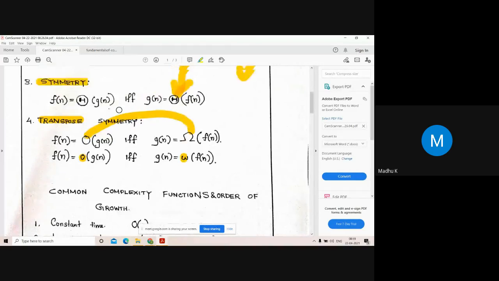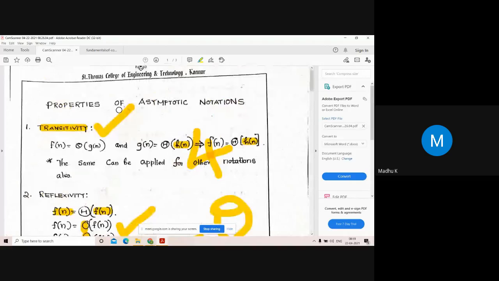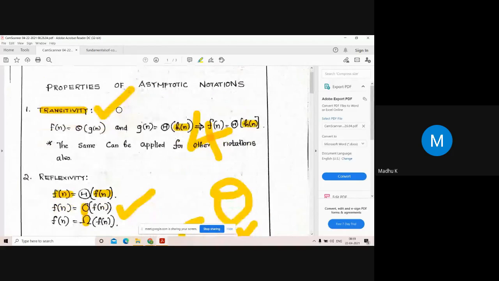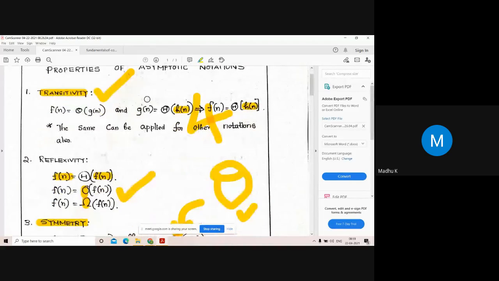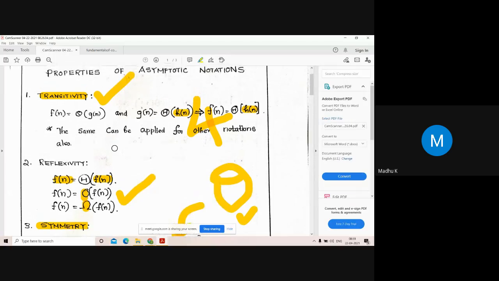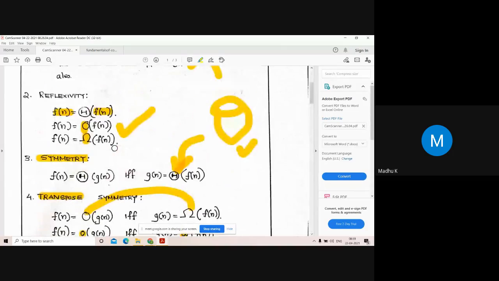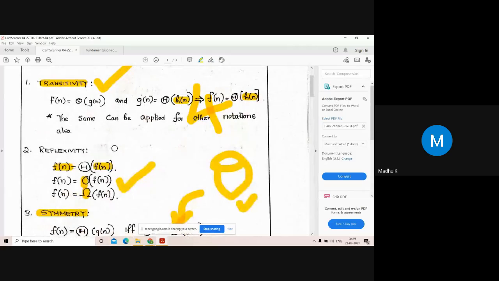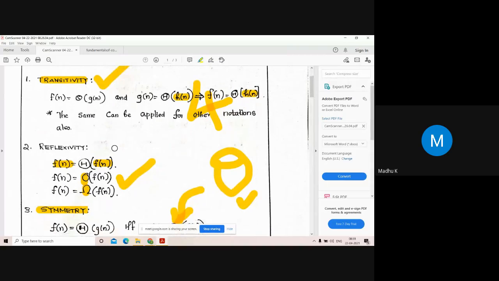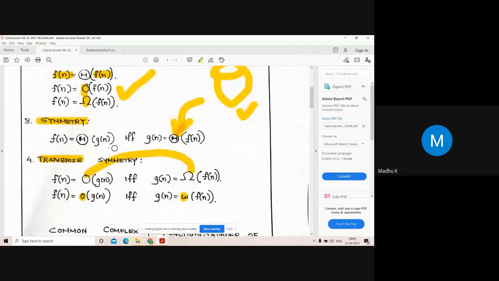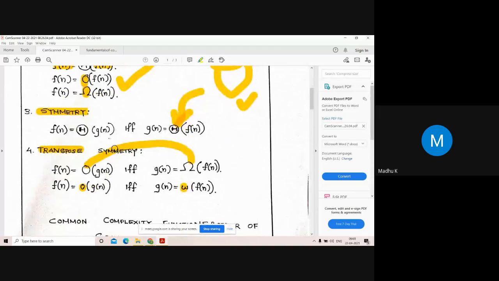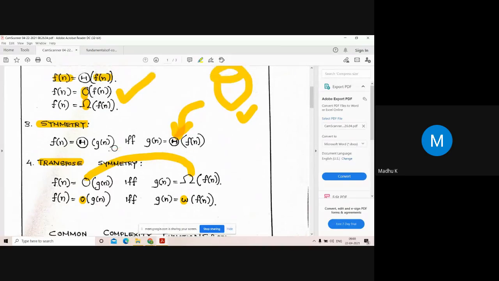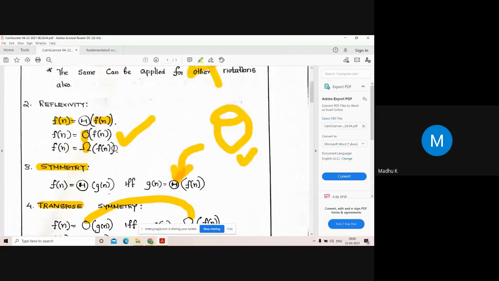So we discussed 4 properties, and from the exam point of view, they may ask what the properties of asymptotic notation are. You can expect 3 or 4 marks from this section, so you can answer these questions. There are 4 properties: transitivity, reflexivity, symmetry, and transpose symmetry. Some other properties also exist, but we just want to focus on these.